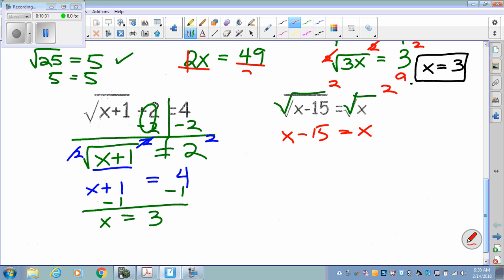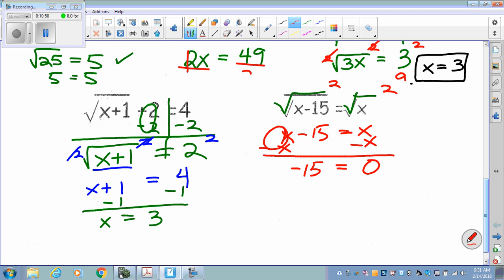Now I'm going to get x on one side and the numbers on the other side. So I'm going to do minus x here, minus x here. x minus x is 0. So I have negative 15 equals 0.